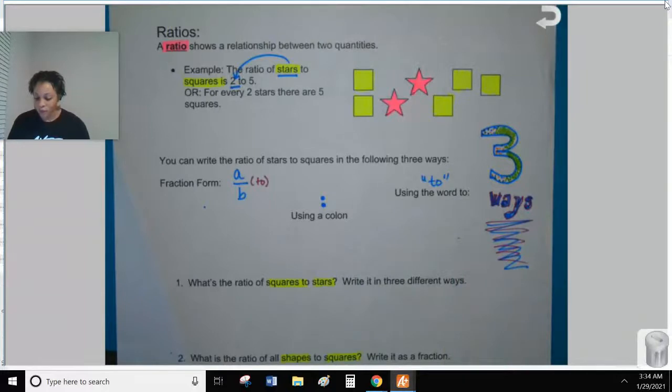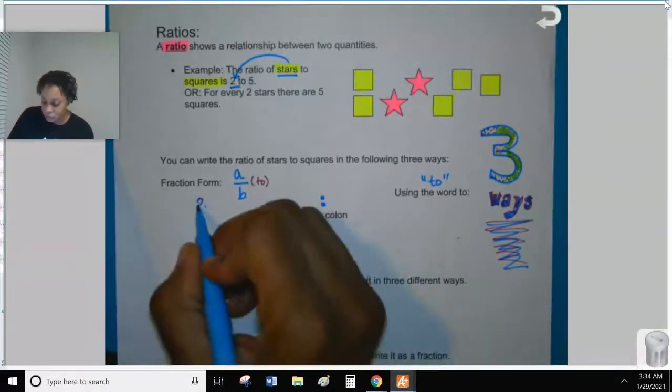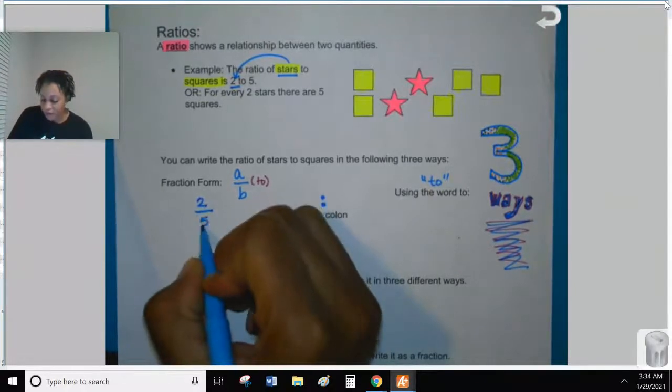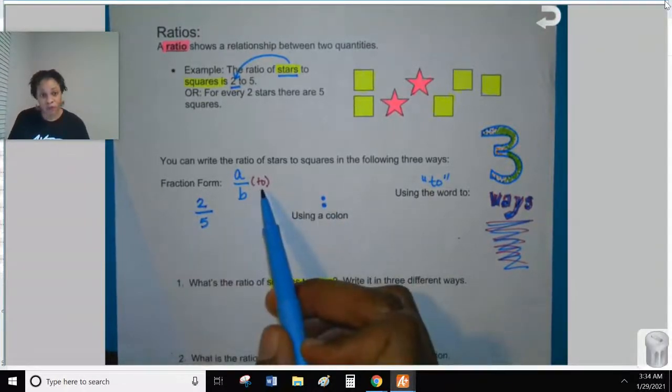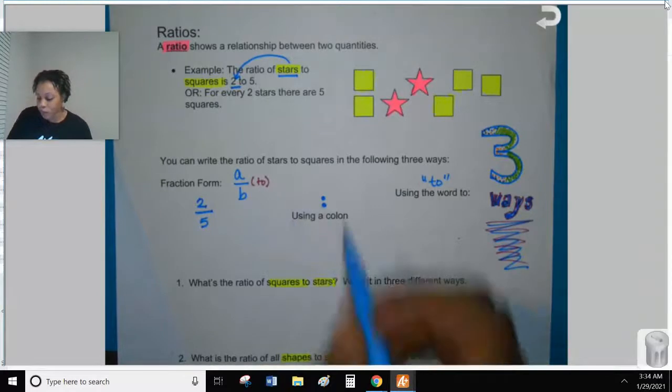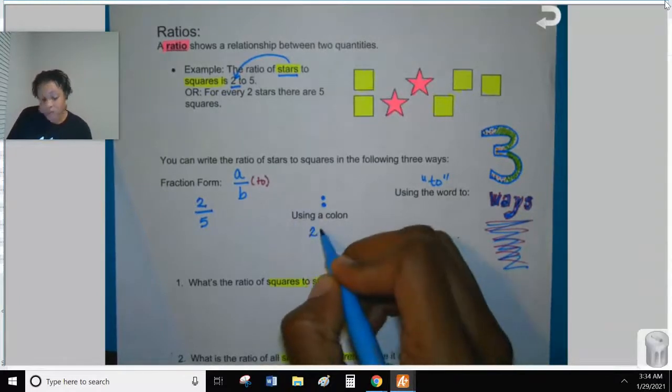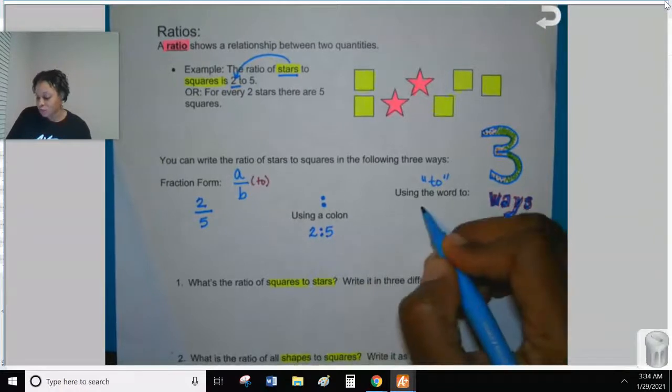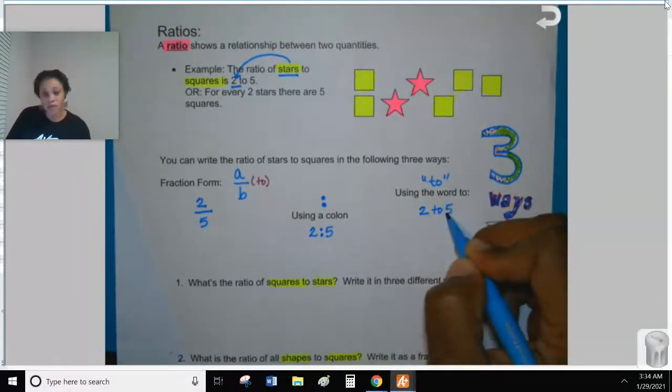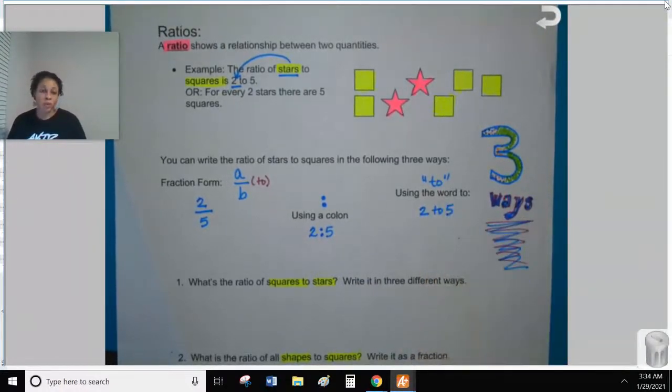In fractional form, our ratio would look like 2 over 5. Notice how I said 2 over 5 for the fraction bar, okay? With a colon, it would still be read as 2 to 5, and of course 2 to 5 with the word to. So these are the 3 ways we would write a ratio: fractional form, with a colon, and with the word to.